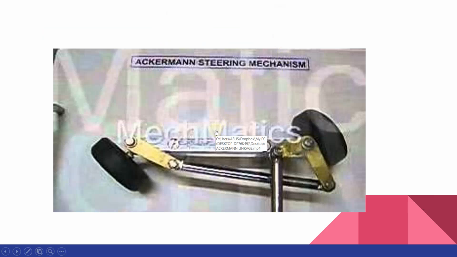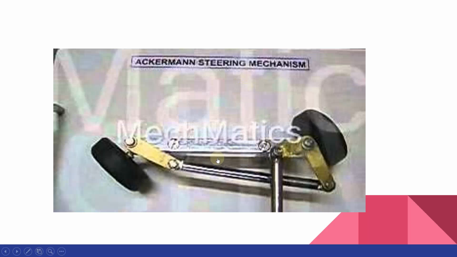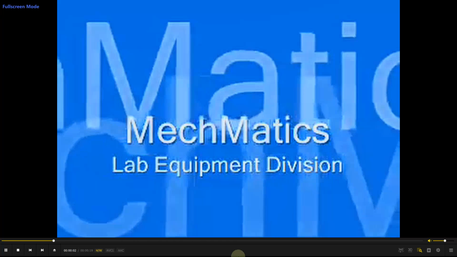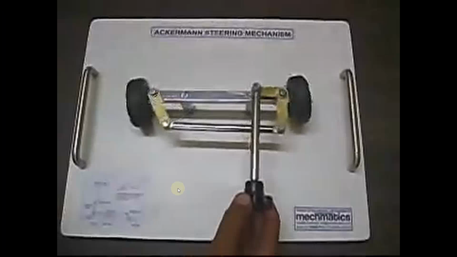Now let us just see the mechanism of Ackermann steering, how the turning of wheels takes place. It will give you a clear idea of how the Ackermann mechanism works. So this is a lab setup which shows the Ackermann steering mechanism. This is the steering column, and it is moving the wheels, and these two joints located here.